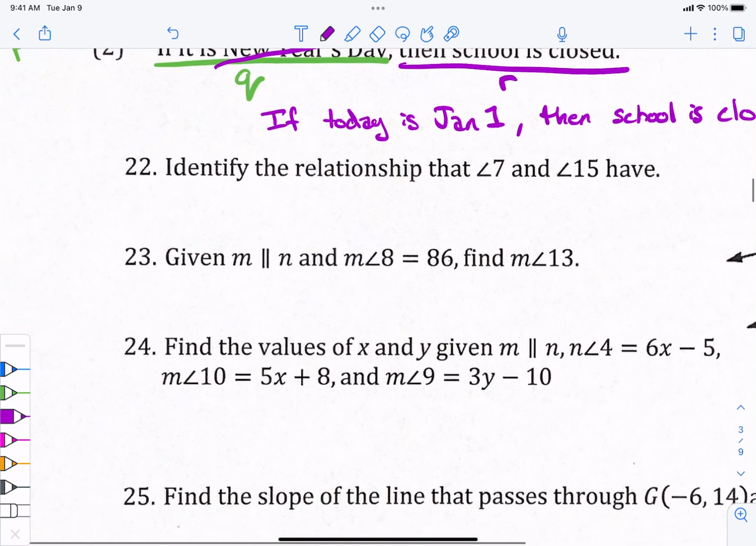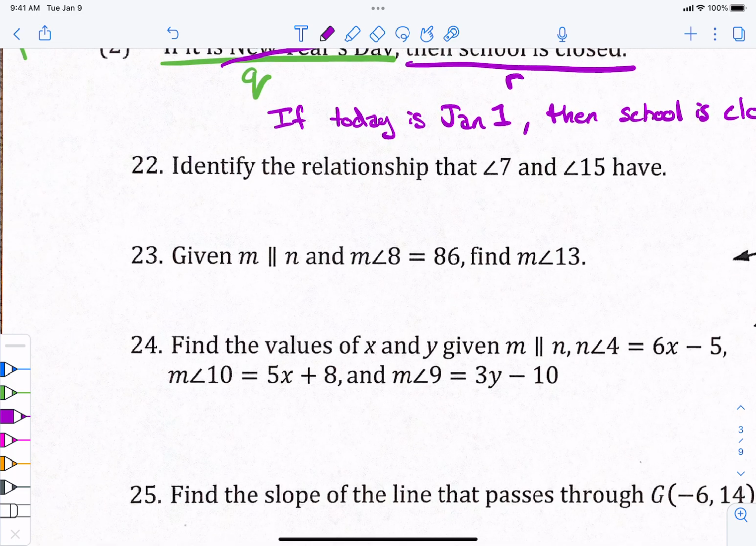Okay, all right. Oh, I love these things. You love these things. I feel like we're gonna have to write down some of these though.